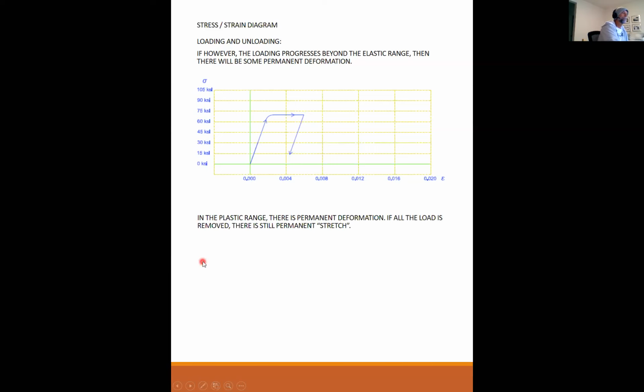So in the plastic range, there is permanent deformation. If all the load is removed, there is still a permanent stretch. So if you took all the load back off to zero load, you will end up with something that is stretched out this much because of this yielding mechanism.